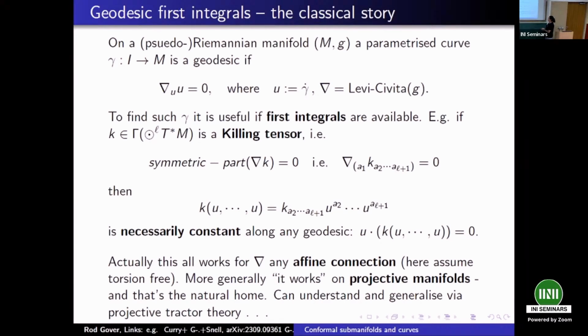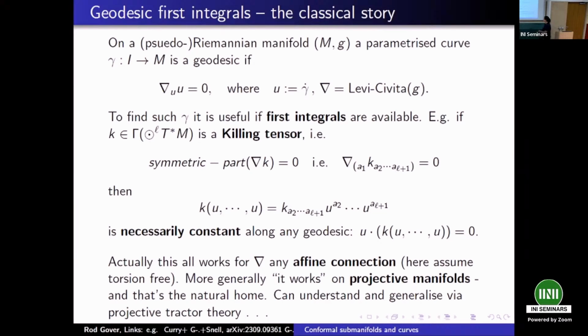Why is that? Well, let's just differentiate it in the direction of the velocity. We're differentiating this function in the direction of the velocity. Now you use the Leibniz rule, with the covariant derivative. Either it hits K, in which case these U's are going to symmetrize it, and so it vanishes because it's a Killing tensor, or the U hits the U in the Leibniz rule, and it's 0 because of the geodesic equation. So it's visually obvious that this is a conserved quantity along the curve.